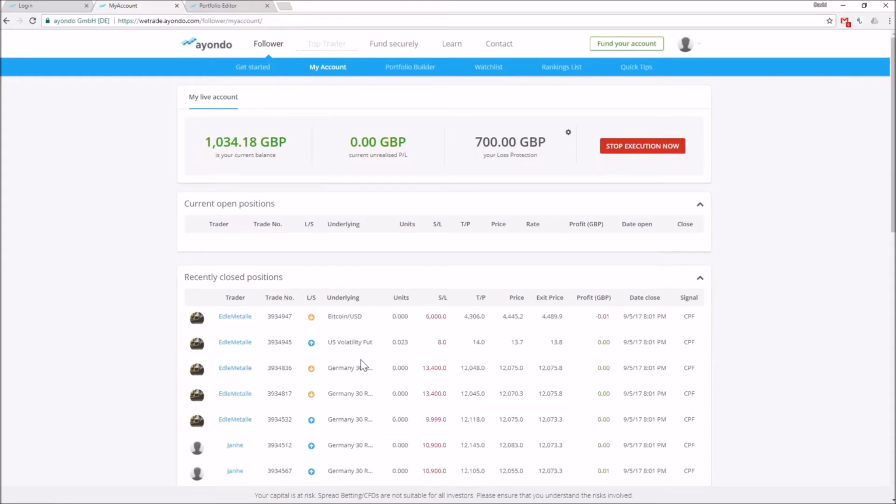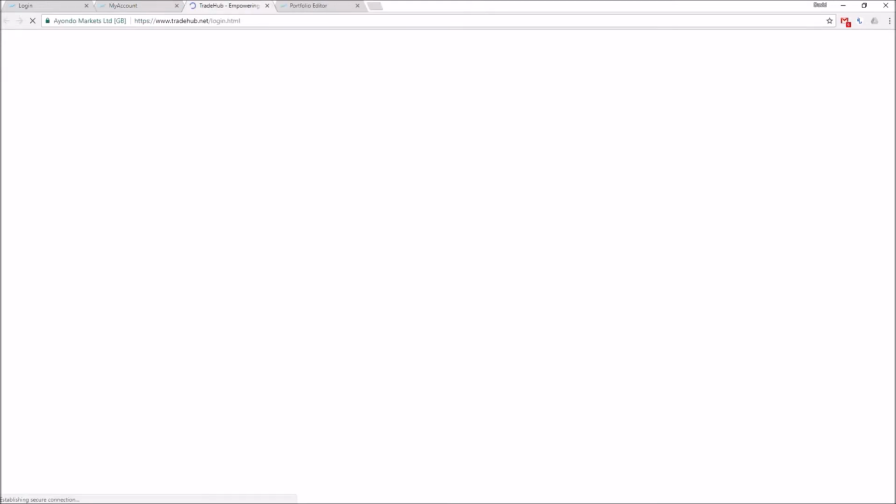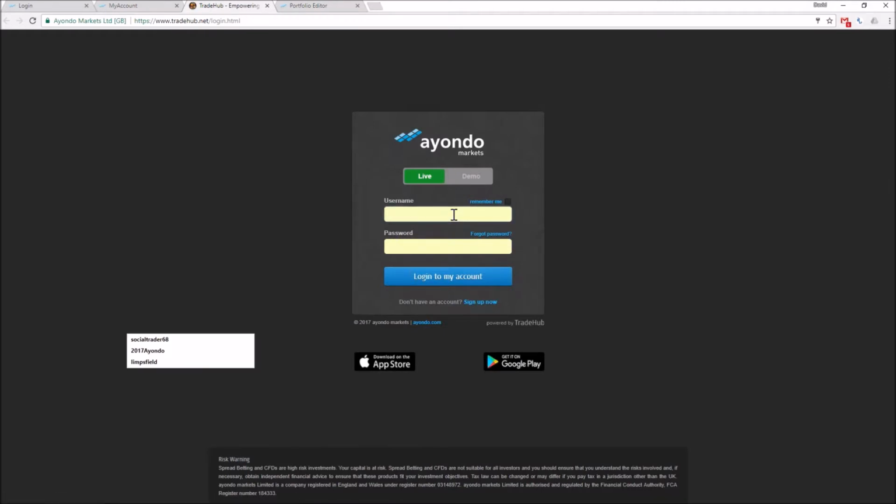But then if you want to have a more in-depth view of your open positions, you can use the trade hub for a more detailed view. So let's just access that from here. From the drop-down menu up here, we're going to go to trade hub. I really shouldn't have closed out all those trades because we could have seen them, but let's put it in here, social trader, there we go, log in.